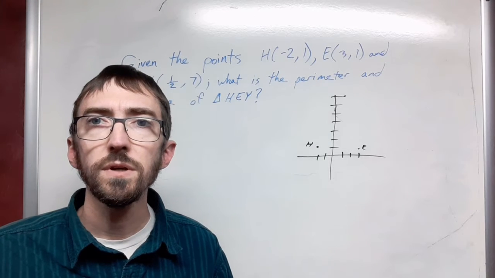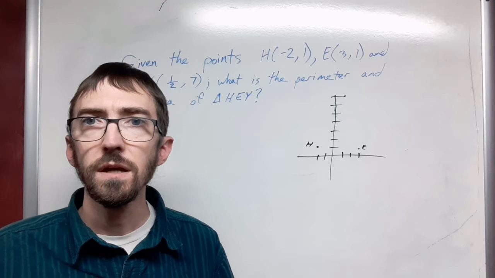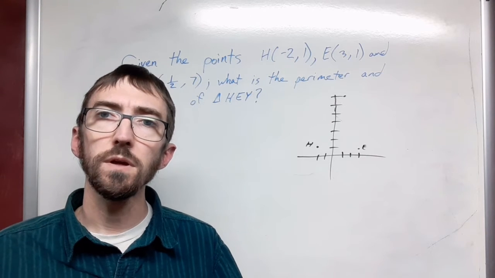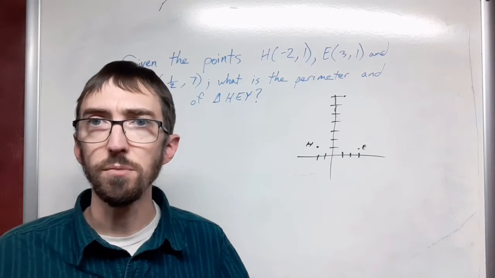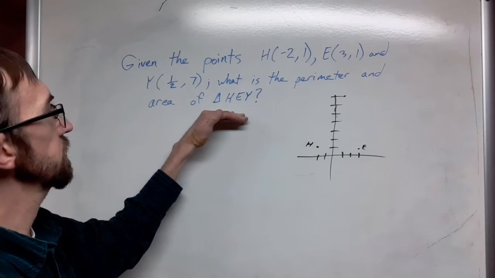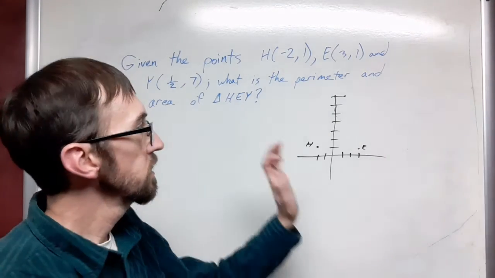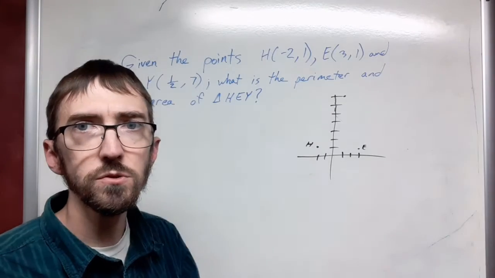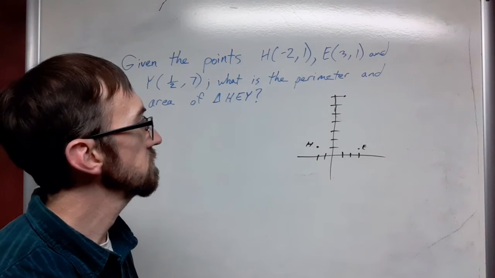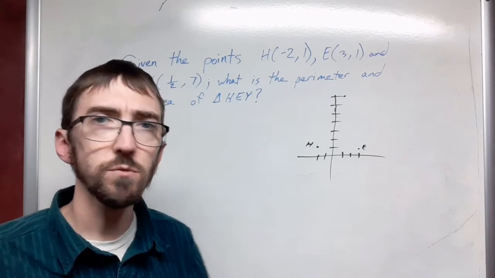I'm going to do a problem that deals with coordinate geometry, and it's going to ask us to find the perimeter and area when it gives us some points. So we're given 3 points here, and we're being asked what the perimeter and area of triangle HEY is. So the first thing to do would be to graph it on the Cartesian axis and see what shape we have and get an idea of what we're looking at.